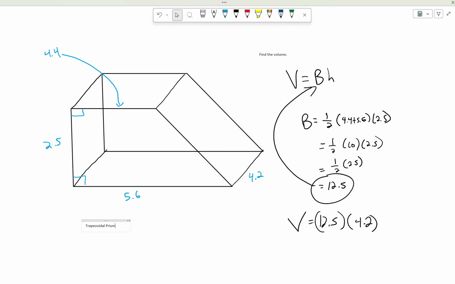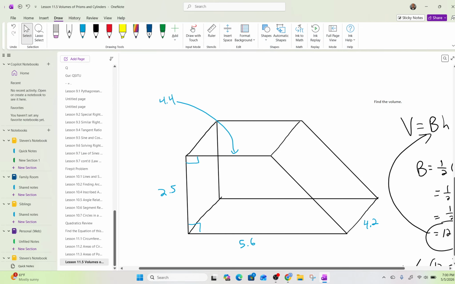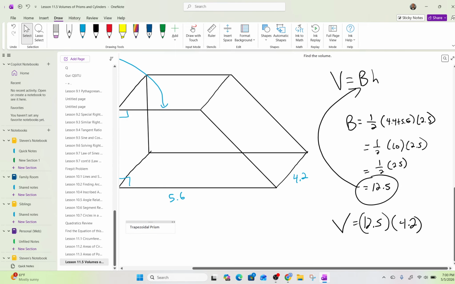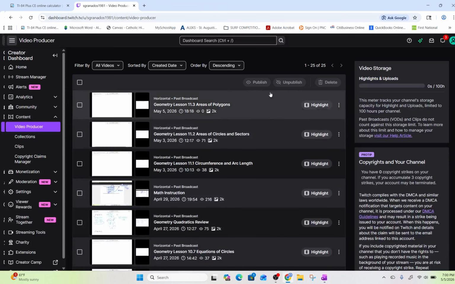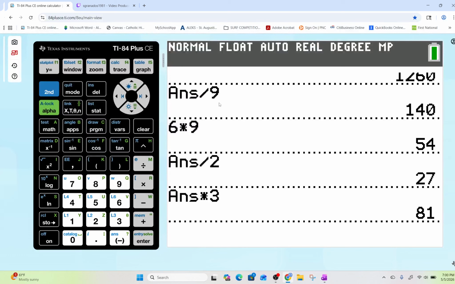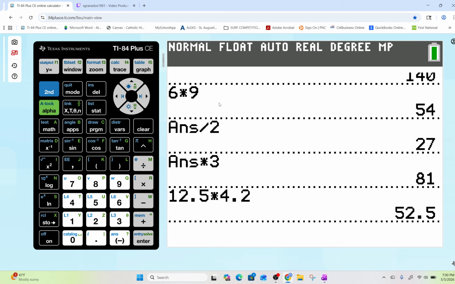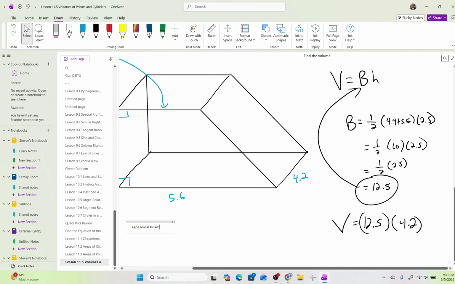It's the prism defined by the bases. And what was that number again? Remind me, 12.5 times 4.2. Calculator, help us out. It is 52.5. All right, and that is units cubed.